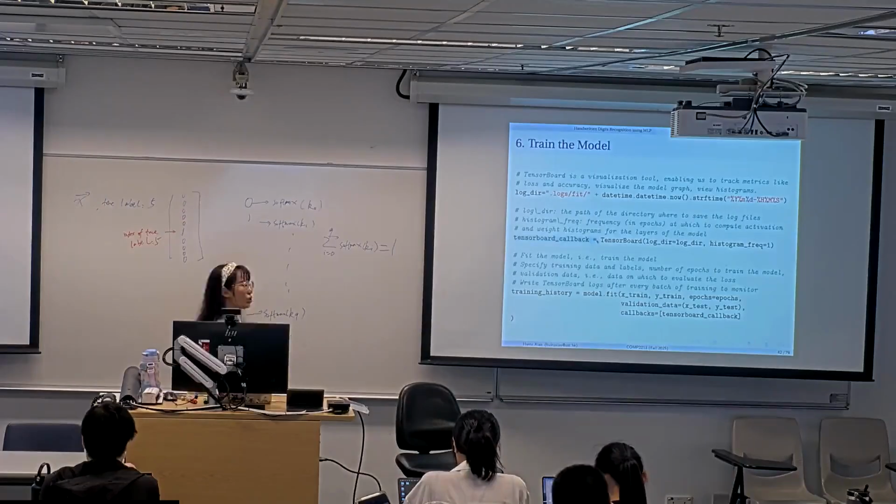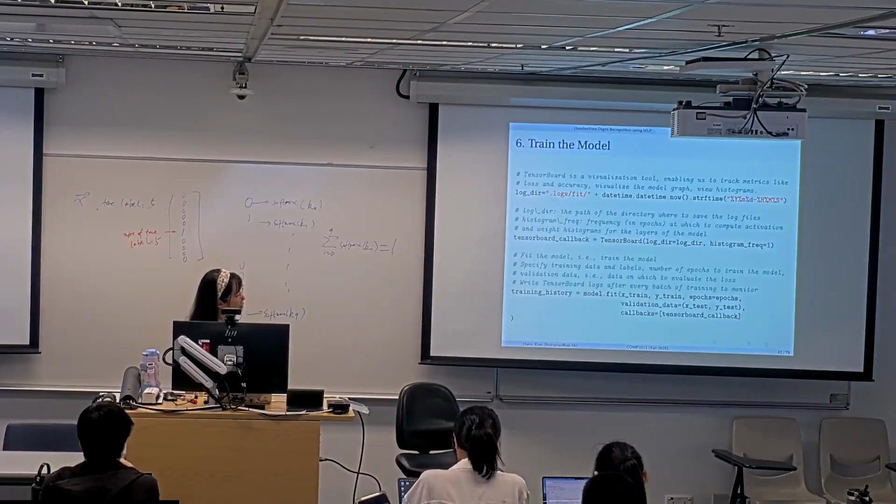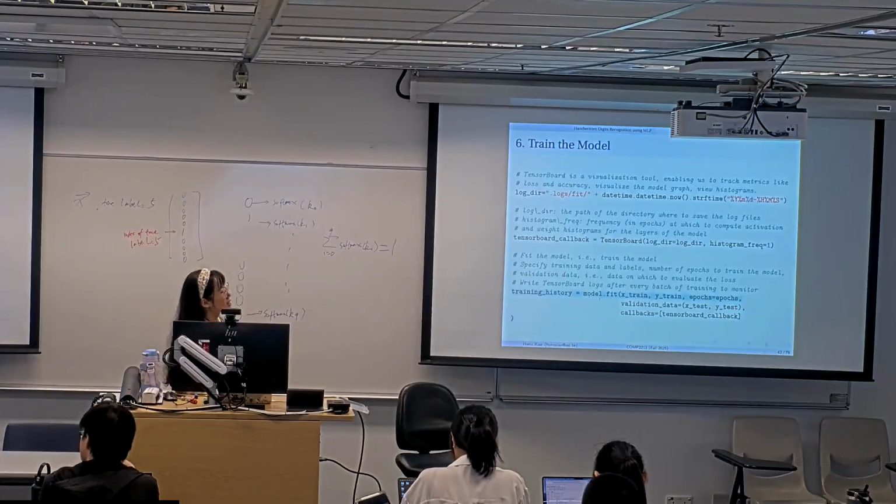We want to store all of our training history in this object. And after you run this line of code, model.fit, it starts to train, and it will stop after it trains for this number of epochs on the training data.